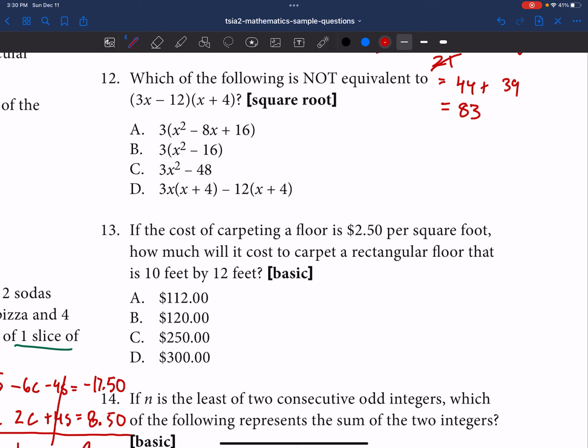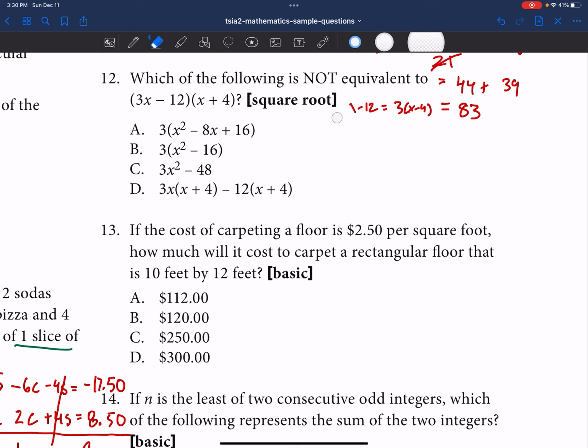Which of the following is not equivalent to the quantity 3x minus 12 times x plus 4? Well, this isn't so bad, but it does require that you really think algebraically about this. So I'm going to try a few things, okay? The first thing I'm going to try is factoring out a GCF. So notice that 3x minus 12 equals 3 times x minus 4.